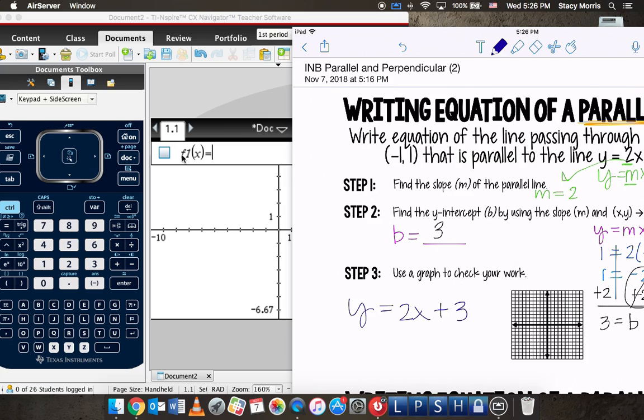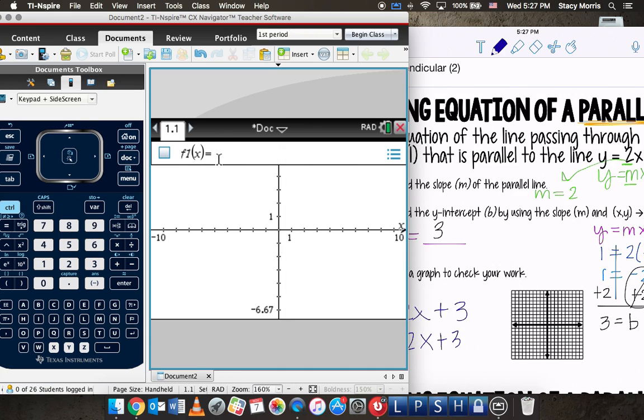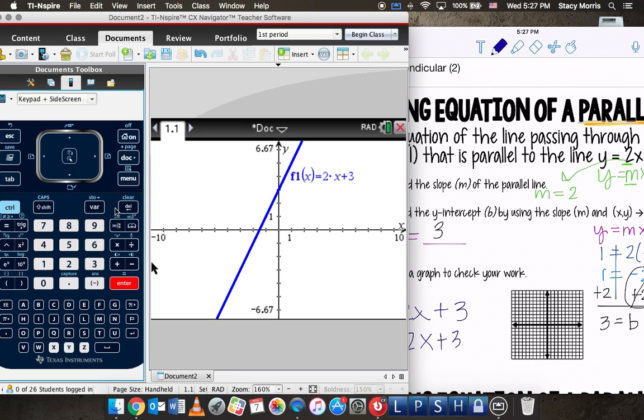So y and f of x are the same thing. So I could essentially just write this as f of x equals 2x plus 3. Those are the same thing. So I'm just going to leave this. I accidentally scrolled all the way to 21. There we go. So f of x equals 2x plus 3 is my equation. So there it is. I'm going to trace.